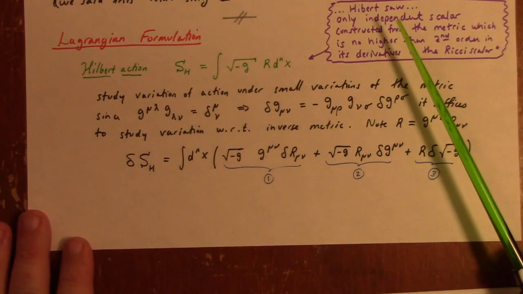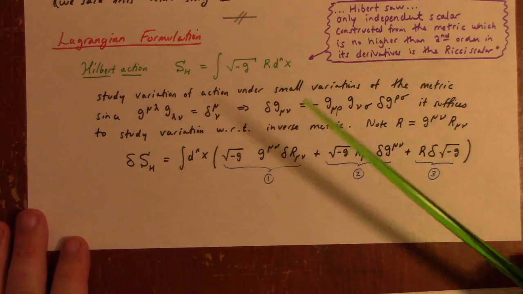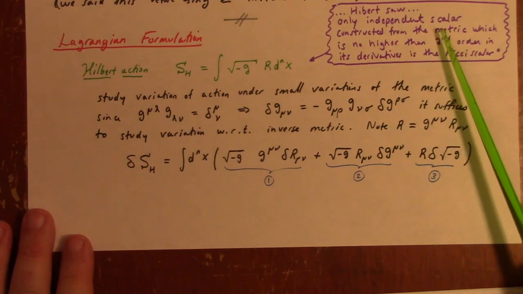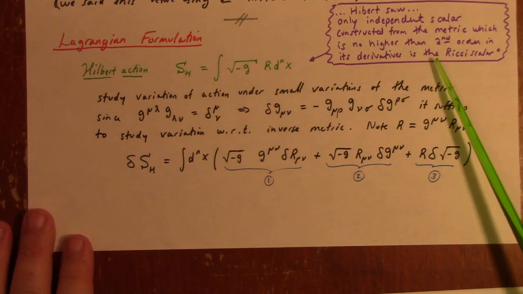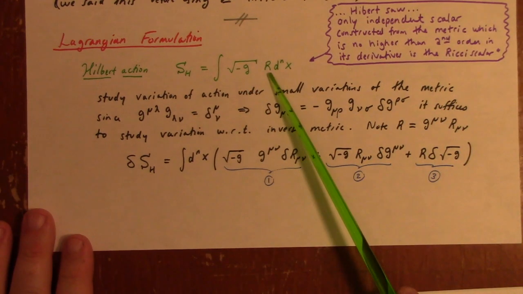And this was, I think, in part due to Hilbert. Well, probably mostly due to Hilbert. Hilbert saw that the only independent scalar that we could construct from the metric, which is no higher than second order in its derivatives, is the Ricci scalar. And because of that, he said, well, the action has to be just the integral of the Ricci scalar.